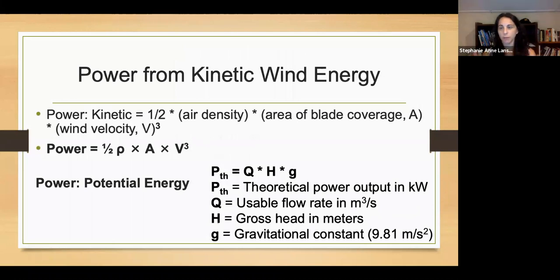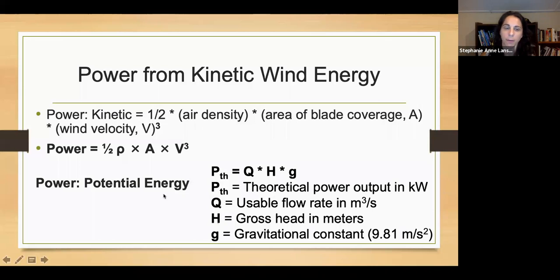So if we look specifically at wind energy, if you look at kinetic power, you have 1/2 times the air density, which is our mass, times the blade coverage, so that's our area, times the wind velocity, and it's actually cubed because we're using the area and meters per second, since every second that much area of wind is going to pass by.